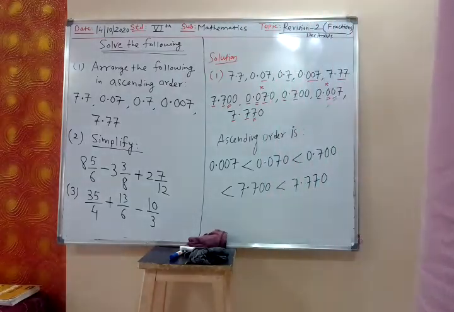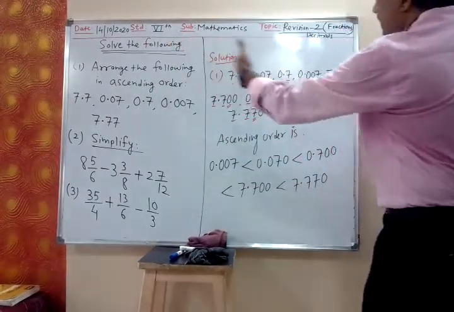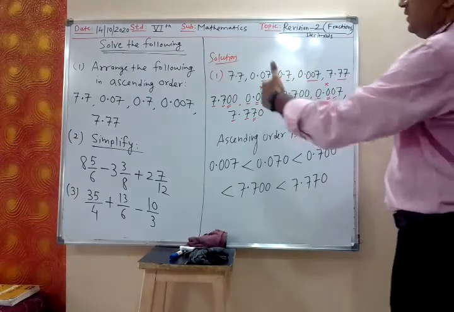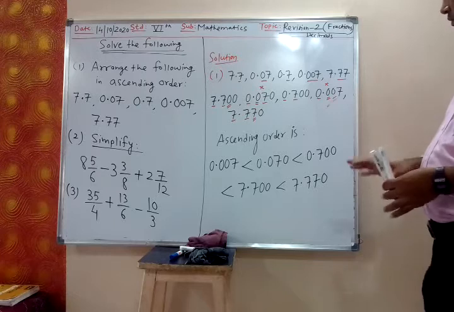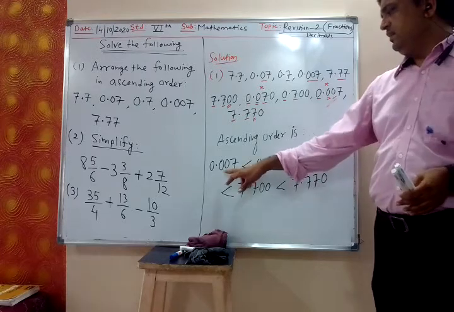Yes. We have to convert them into like decimals first. Yes. And start comparing the digits from the left. From the left side we start comparing the digits. No. You have to write it down in this way only.